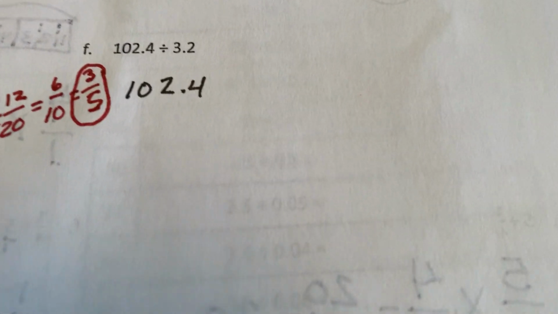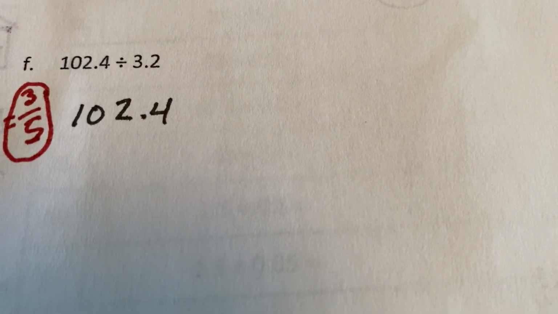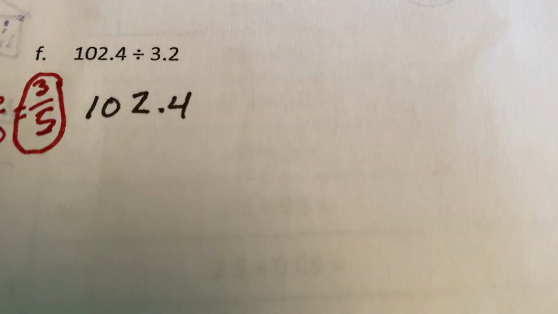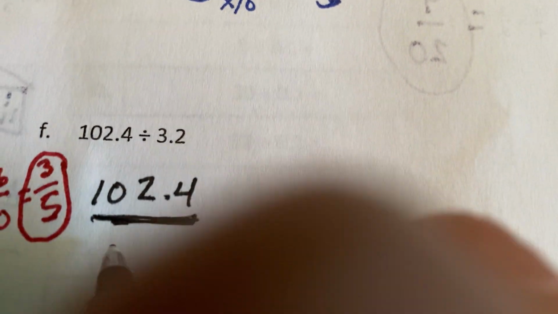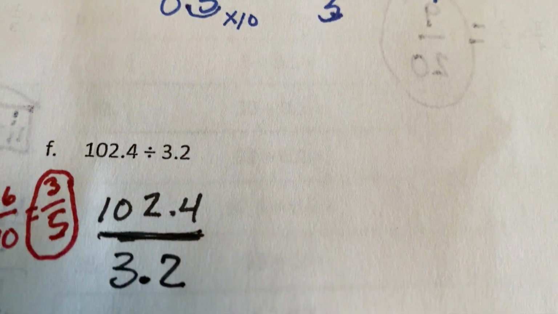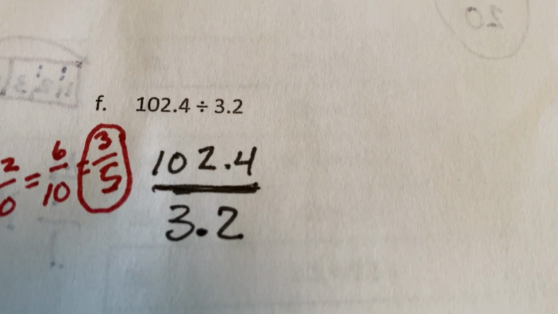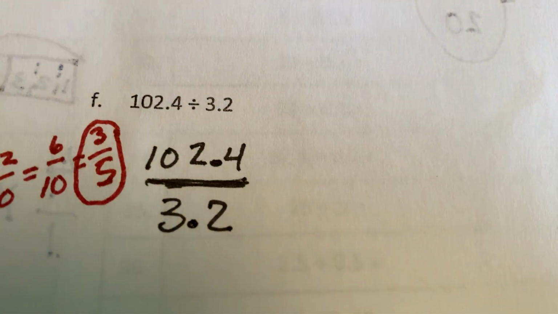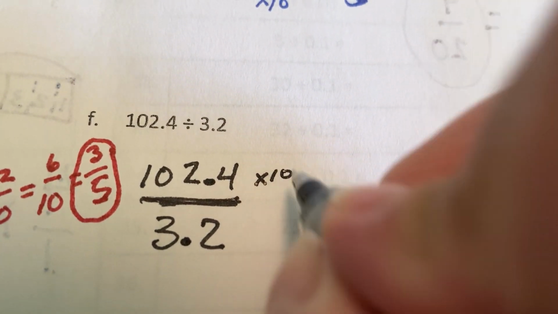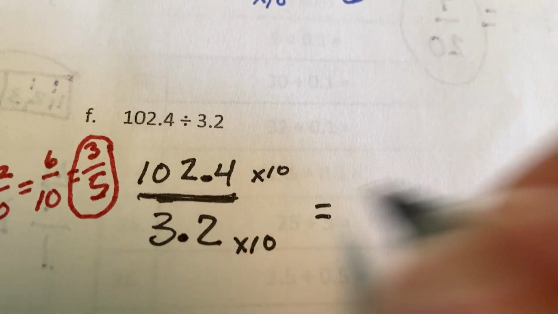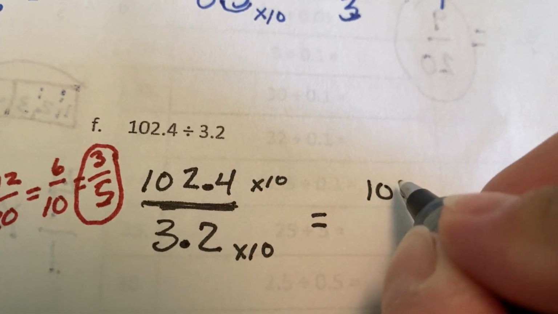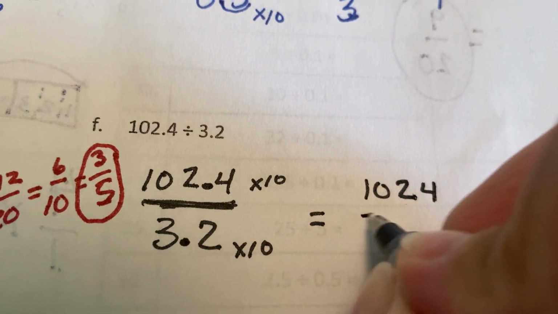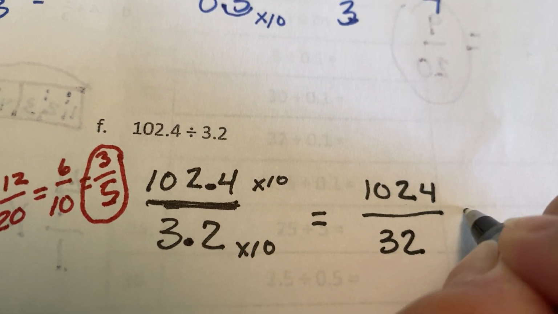All right. Last one. Last one is 102 4/10 divided by 33 2/10. So my first thing is whenever I have division and I have decimals, I write it as a fraction. Then I realize I have to get rid of that decimal. If I multiply both of those numerators and denominators by 10, I can get rid of that decimal. So I have 1024 over 32.